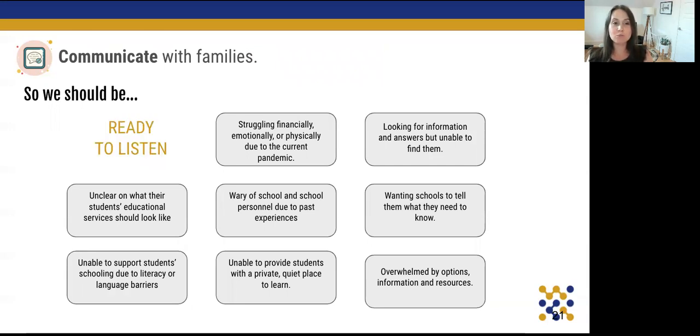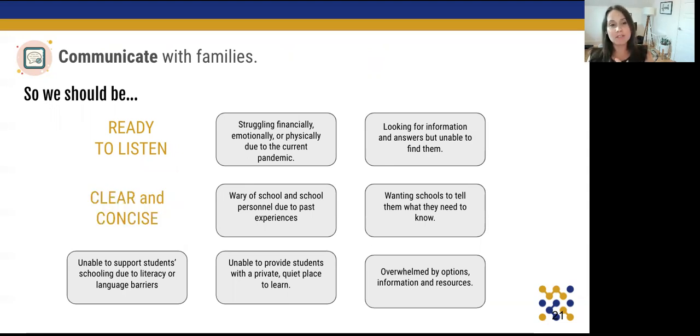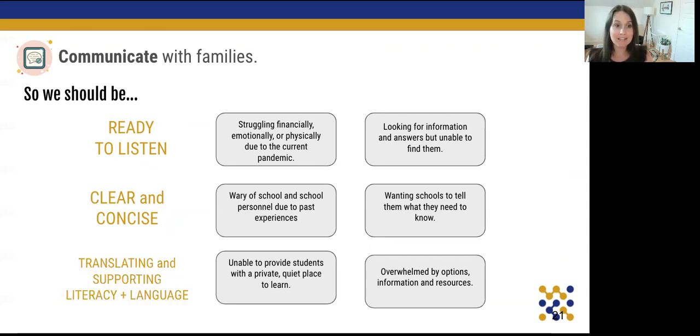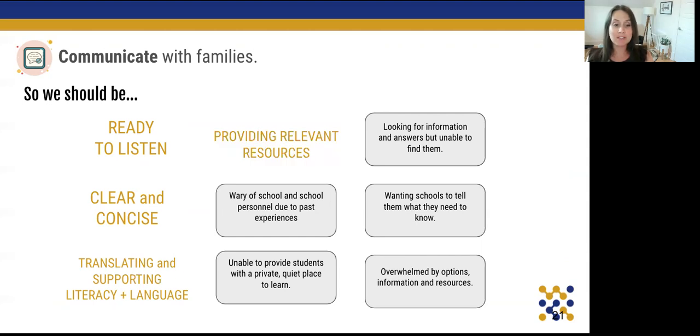So if students are balancing multiple challenges, we want to be ready to listen to these families. If we're unclear on what students' educational services should look like, then for our families, we want to be super clear and concise. We might see that families are unable to support student schooling due to literacy or language barriers. And if that's the case, we're going to translate and support literacy and language. We might find some families are struggling financially, emotionally, or physically due to the current pandemic or other factors. So because of that, we're going to provide them with relevant resources.